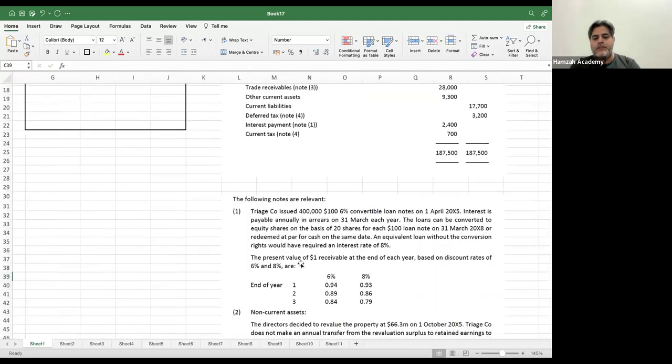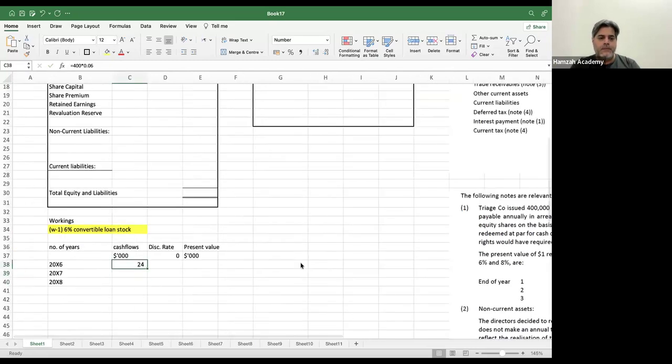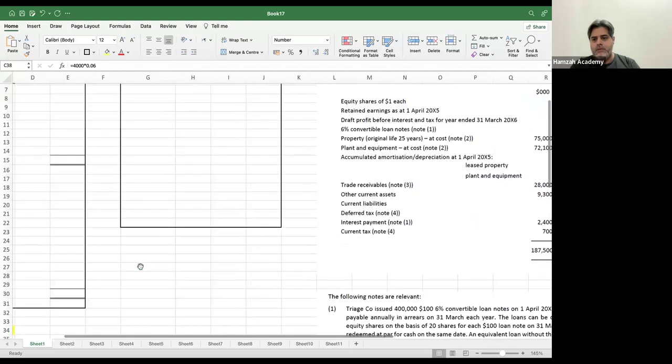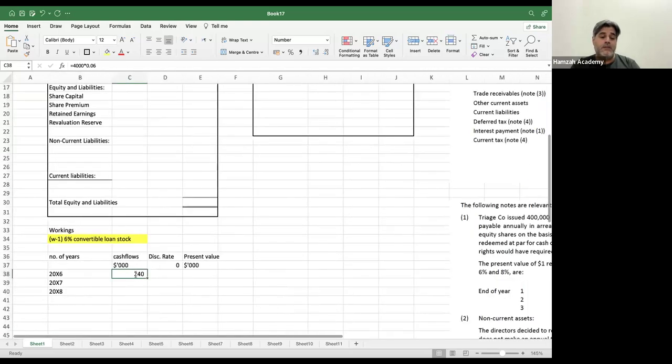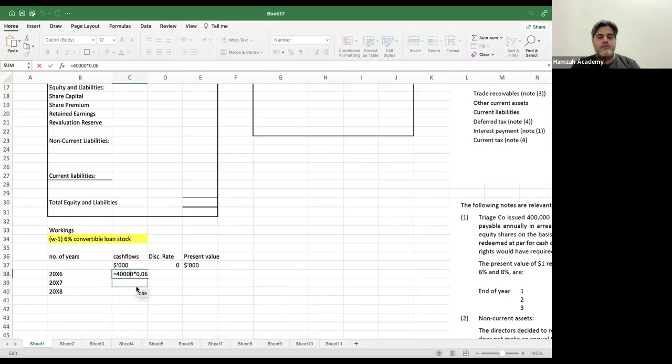Yeah, $1 because these are the loan notes. Okay. So that's going to be 240 over here. I hope, no, 40,000, my bad again. 1 over 0. So this is going to be 2,400 over here.